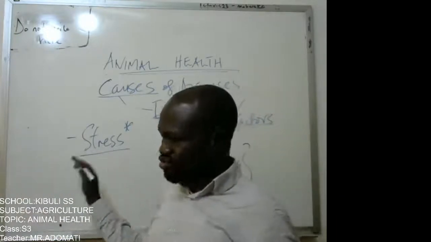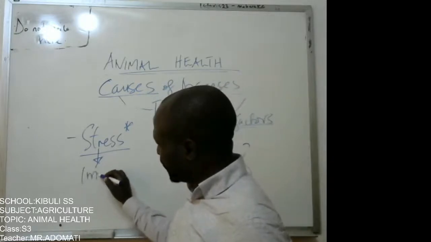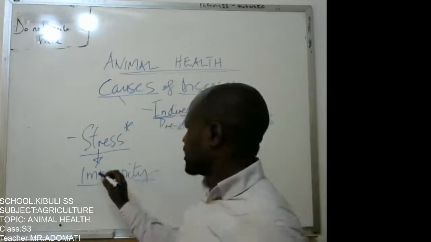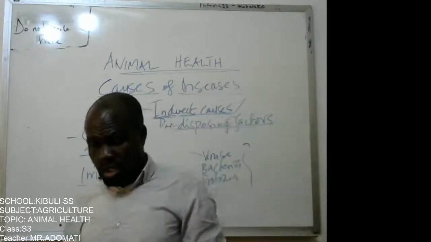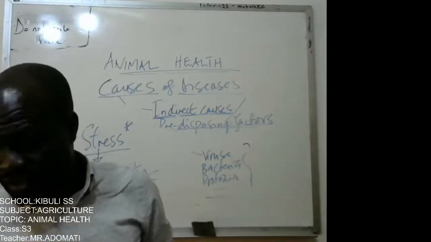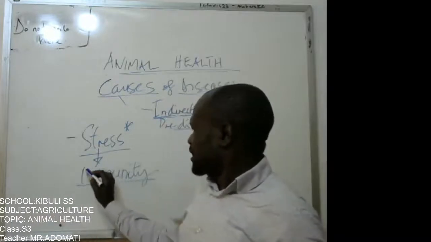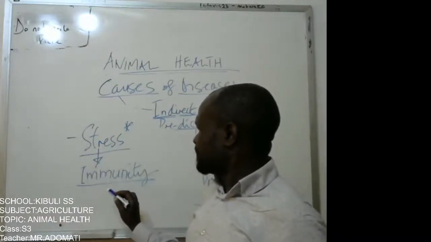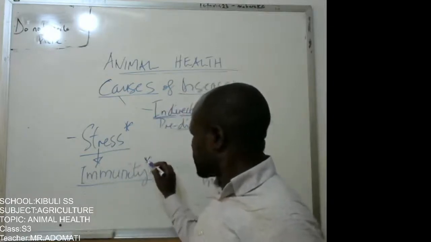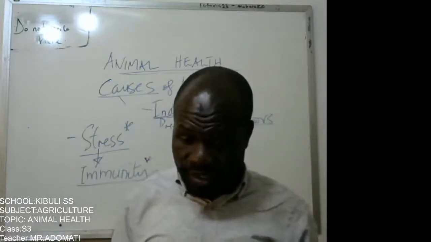Once the body is stressed, this stress negatively affects the body's what? Immunity. Once an animal is stressed. Now, causes of stress and the like, we shall look at stress, especially in poultry, it is there. The stress makes the animal to become uncomfortable, and that disorganization lowers the immunity, and once the immunity is low, chances are high that you will suffer from disease.